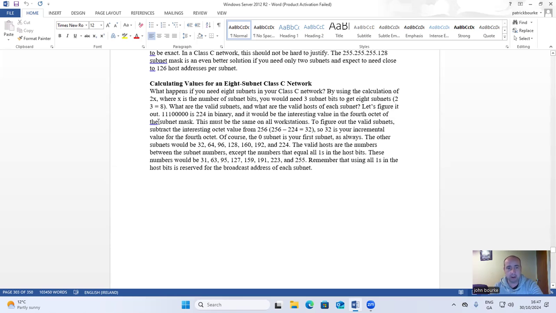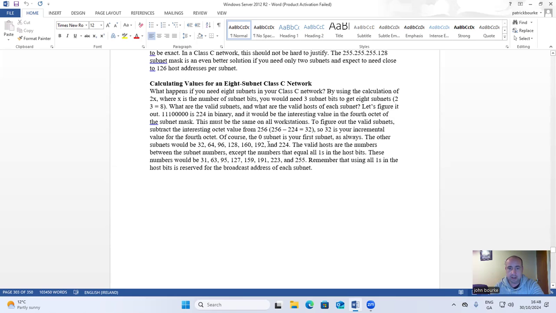Let's figure it out. 11100000 is 224 in binary, and it would be the interesting value in the 4th octet of the subnet mask. This must be the same on all workstations. To figure out the valid subnets, subtract the interesting value octet from 256. 256 minus 224 equals 32. So 32 is your incremental value for the 4th octet.